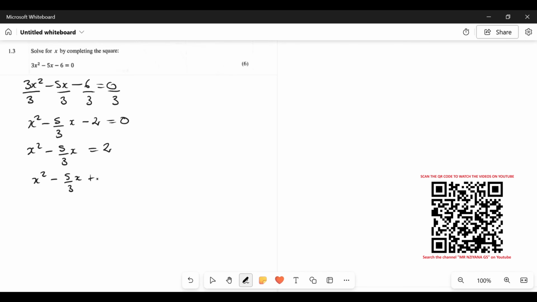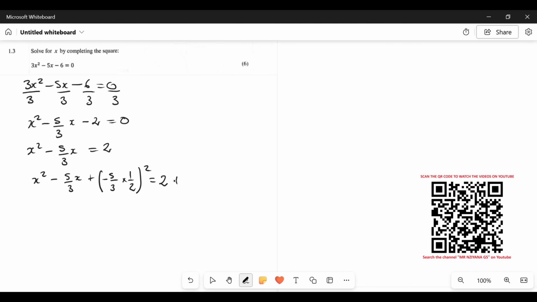Then you must take the coefficient of x and half it. The coefficient of x, which is negative 5 over 3, we must half it. From there, we square it again. So I hope you know this, right? So these are the steps that you need to know when you complete the square. Negative 5 over 3, multiply by half, and then we square it. There we go. But what you do on the left hand side, you must also do on the right hand side.